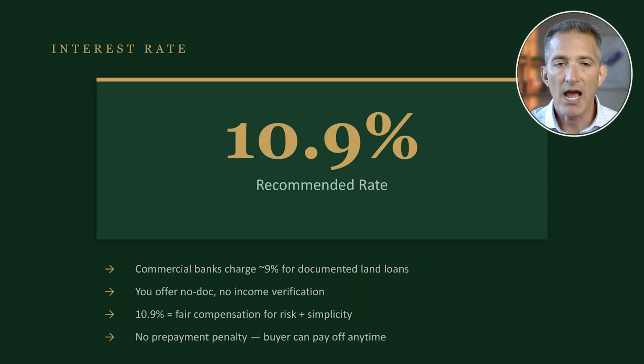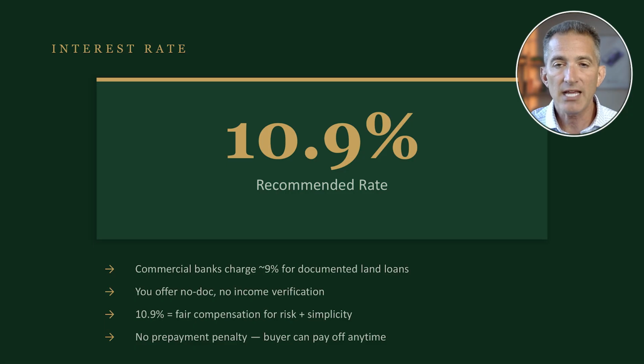For interest rate, I recommend 10.9%. Why 10.9%? Because you're not a bank and you're not in the business of giving 30-year mortgage rates. Commercial banks charge around 9% for documented loans on land. You're providing a no-doc loan. You're not verifying income. You're not requiring extensive paperwork. So 10.9% is fair compensation for that additional risk and simplicity.